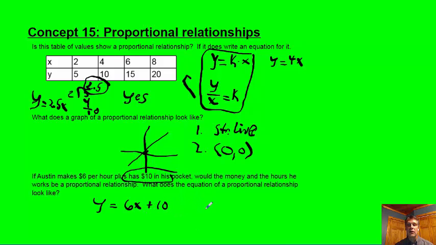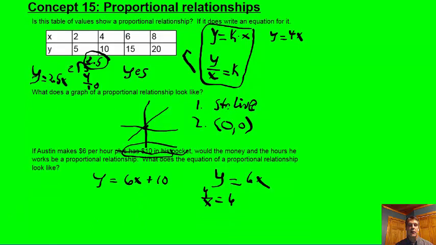So what would proportional look like? If I took the 10 off, if you made $6 an hour only, 6x, now we're talking proportional. So it's got to be in this relationship. Or if I move the x over, you could see it written like this. You could say y divided by x equals 6. It may look like that as well. All right, let's keep moving here.